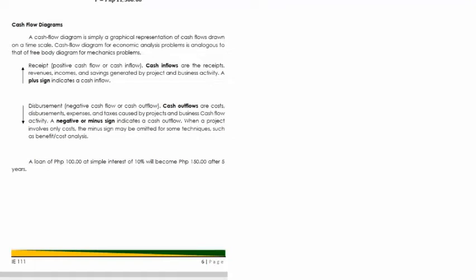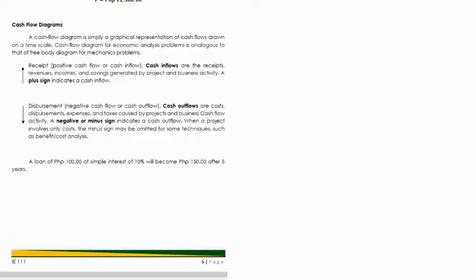So good day again. Today we will discuss about the compound interest. But before that, we will first discuss what is cash flow diagrams. So a cash flow diagram is simply a graphical representation of cash flows drawn on a time scale. Cash flow diagram for economic analysis problems is analogous to that of free body diagram for mechanics problems.